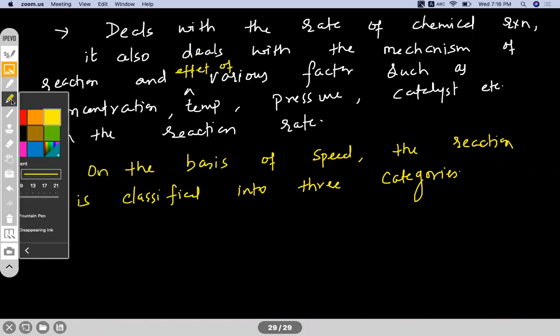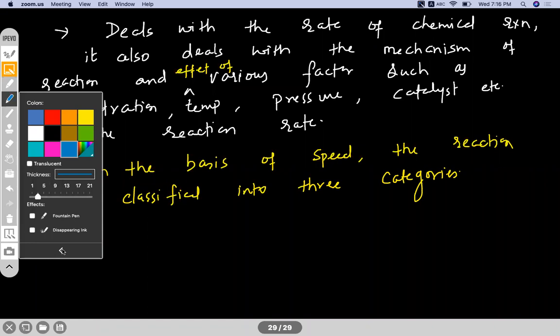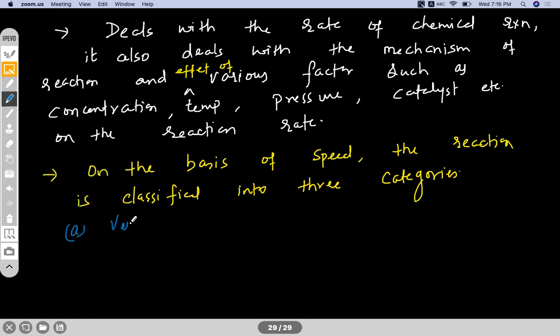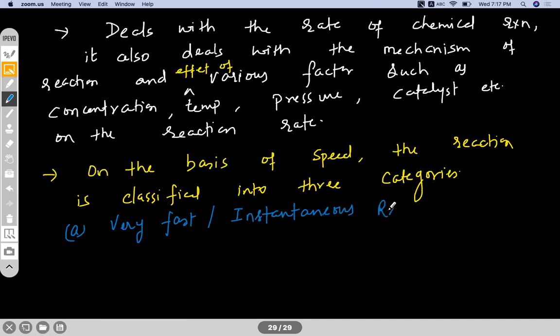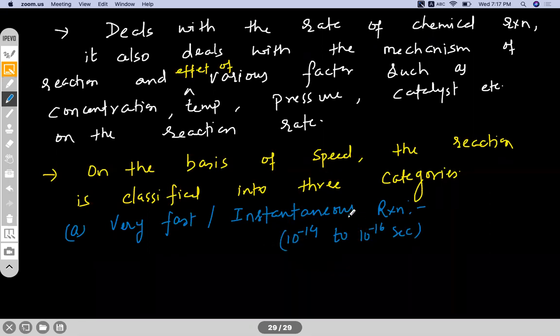The first one is very fast, or we also call it instantaneous reaction. These are the reactions which get over in 10 to the power minus 14 to 10 to the power minus 16 seconds. Means as soon as the reactant comes in contact, the reaction gets over. So these are the very fast reactions basically.